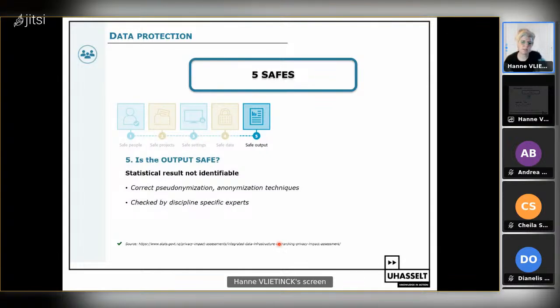The fifth element is about the output. So that's again how to minimize the risk when publishing it, and that's again finding the balance between what is usable and what should be private. But we'll go into that in the second part of this session.